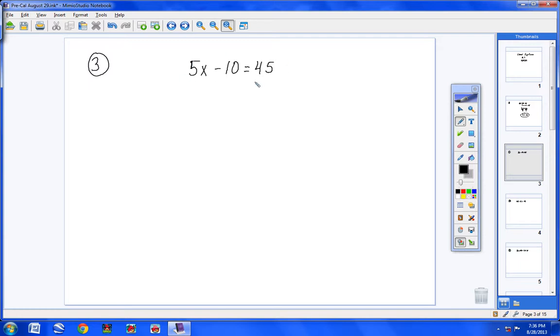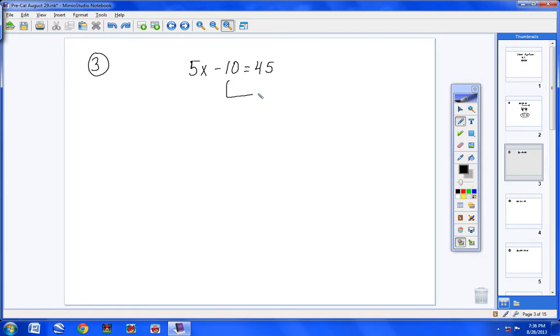All right, there's nothing I can do to this side over here, and there's nothing I can do to this side over here, simplifying wise, because I've got an x term and a constant term, and they're unlike terms. So, nothing I can do. So next, I want to get x by itself. I want a 5 to get rid of and a negative 10 to get rid of. I'll save the 5 for last.